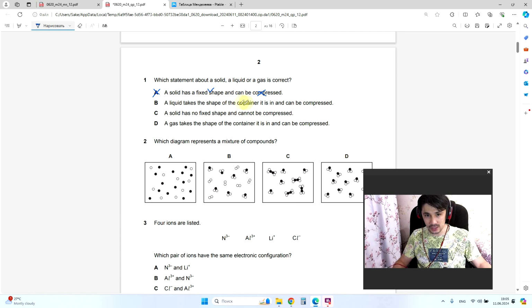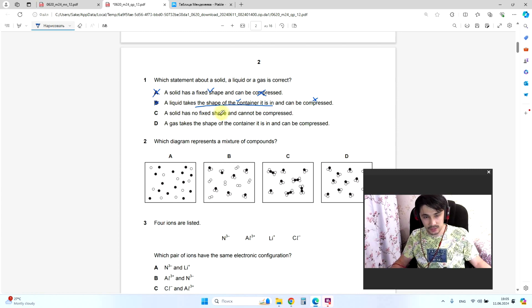A liquid takes the shape of the container it is in and can be compressed. Okay, liquid takes the shape of a container. Yep, we agree with that. So any liquid tries to take the shape of the container. So next part, can be compressed. So we know that liquids are not compressible. Next option, so B is not for us.